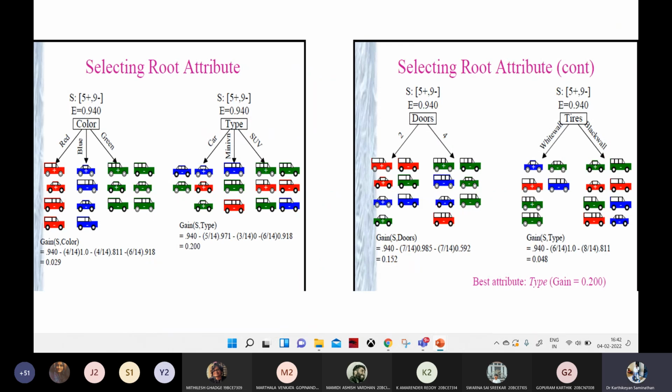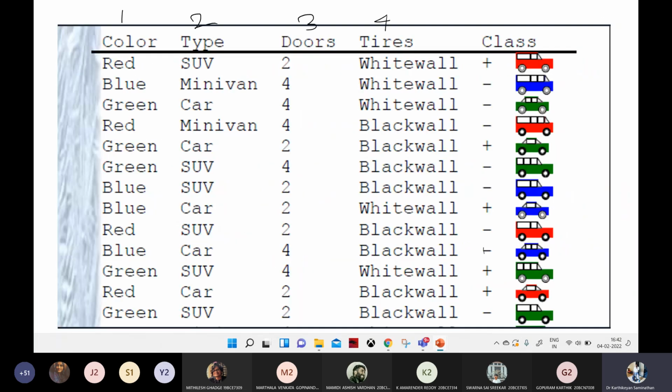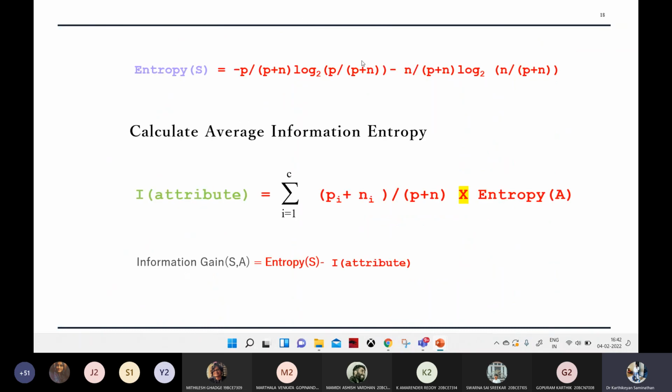You can see here, selecting the first root attribute. See, now you have a table. This is the given problem. So now you need to construct a decision tree. Got it? So how do you construct it? If you want to construct a decision tree, then you should know the root node. How will you find the root node? Then you need to solve the problem. So what are the attributes? Color, type, door and tire.